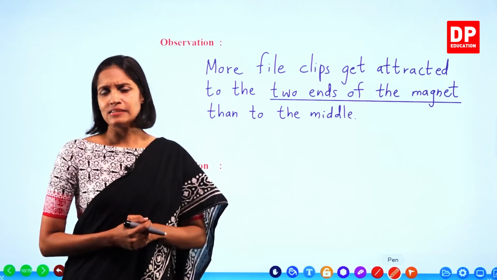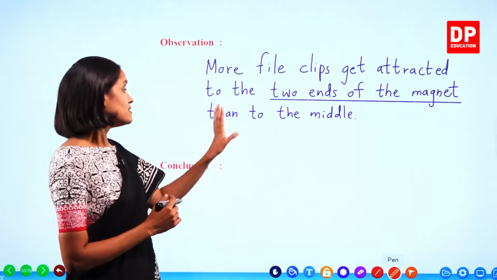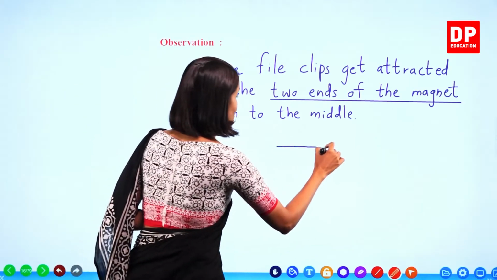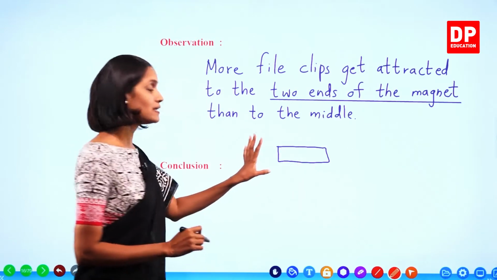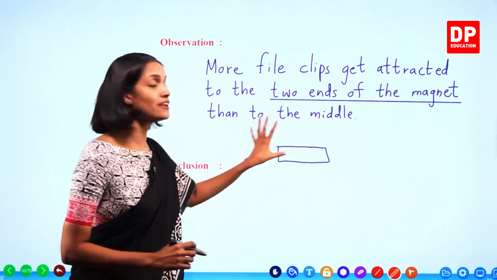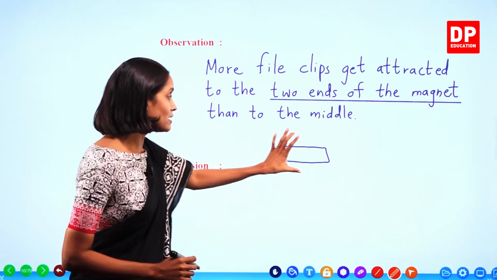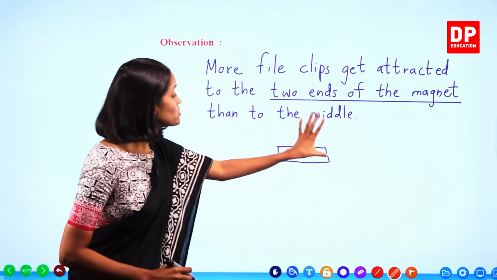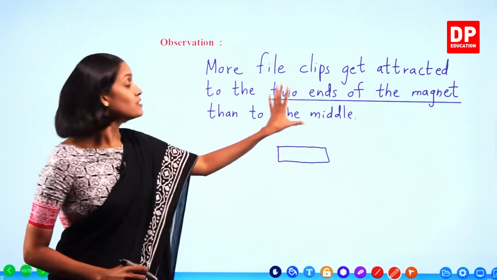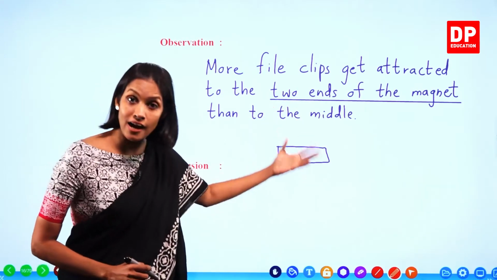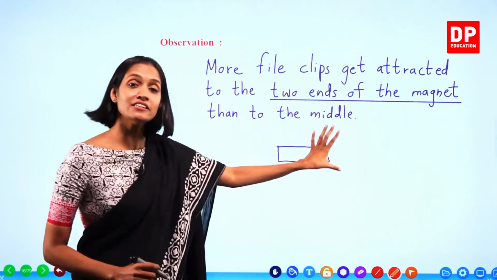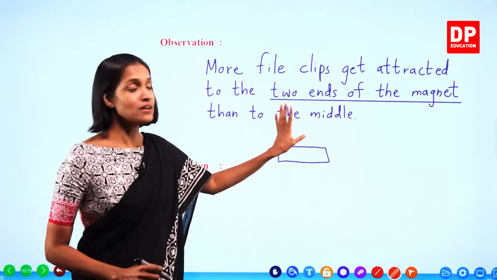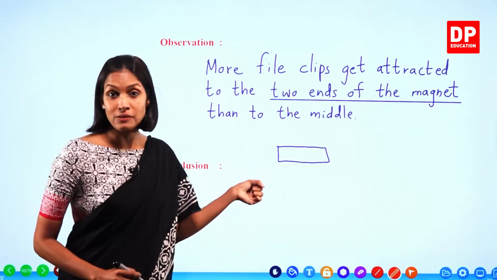What is the reason, children? Even during the experiment, I explained that when we take a bar magnet like this, the magnetic power is higher at the two ends. Even in the middle part, the magnetic power is there, but compared to the two ends, that is lower. Because of the high attractive power at the two ends, they can attract more file clips than the middle part, okay?